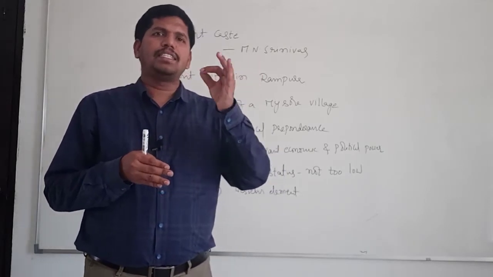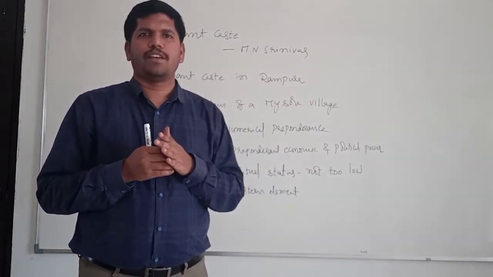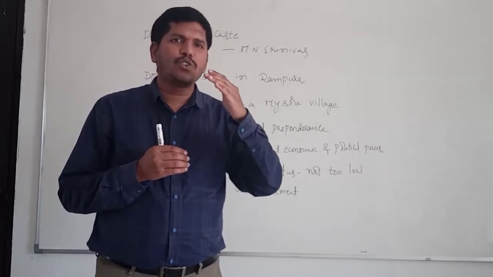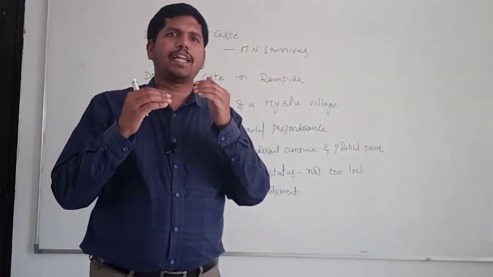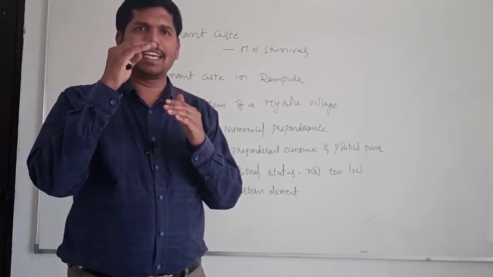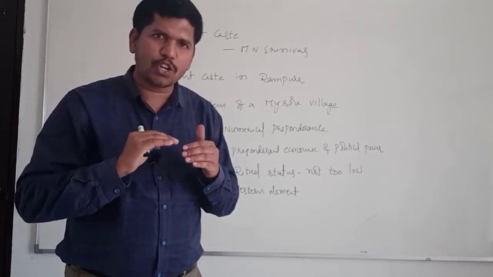A caste is said to be dominant whenever it preponderates numerically, when it also wields preponderant economic and political power, provided its status in the local caste hierarchy is not too low.